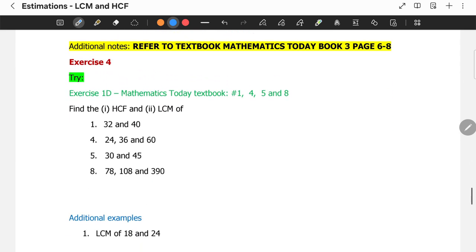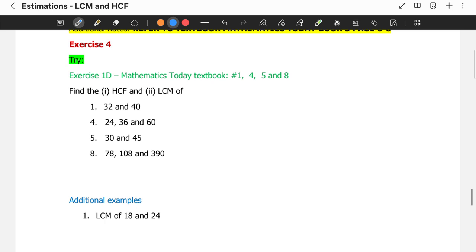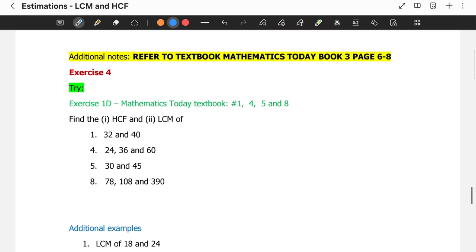And for additional notes, you can also refer to the textbook. If you have access to the mathematics textbook, book 3, page 6 to 8, they also have a lot of examples and some practice questions that you can give a try. And as an exercise, I also extracted some of those questions, and you can try to find the highest common factor and lowest common multiple of these.